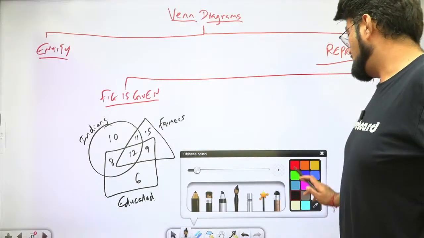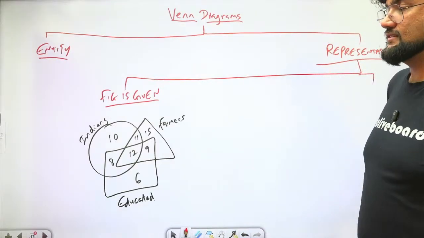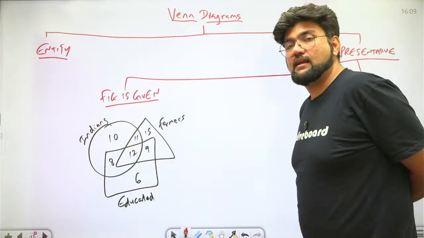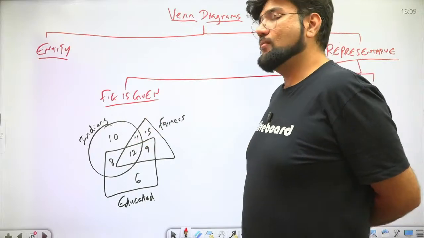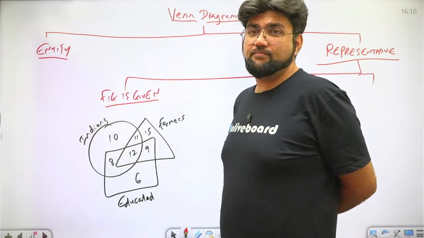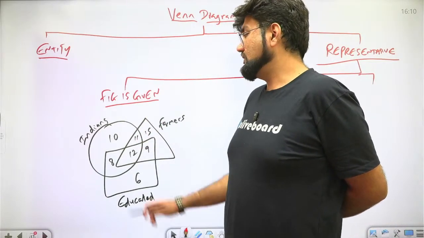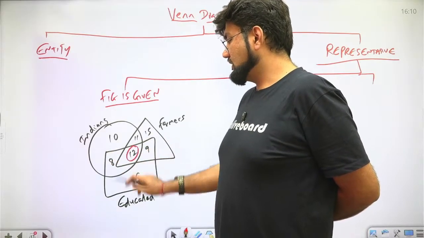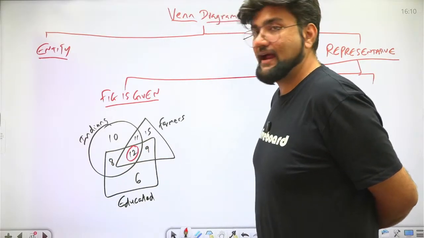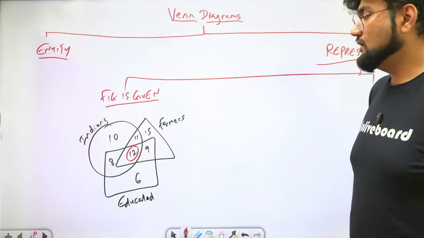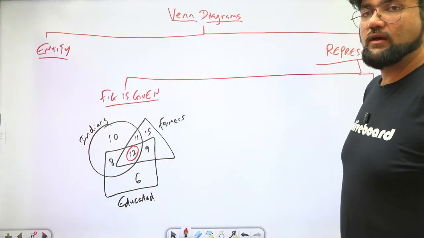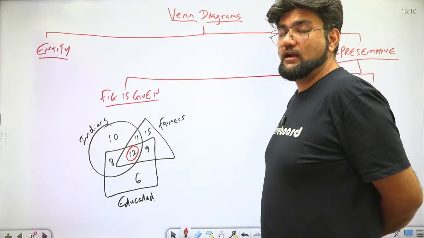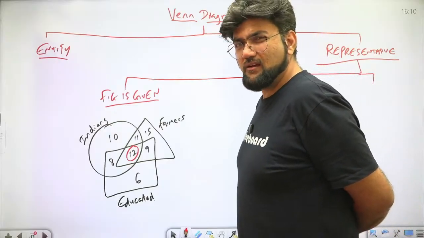Now they are going to ask you questions. They'll ask you, how many Indian farmers are educated? If this is the scenario, how many Indian farmers are educated? That means we are looking for an entity which is a part of Indians, farmers and educated. So 12 is the correct answer. It has to be part of the circle, triangle and the square, right? So 12 such people are there. Okay, how many foreign farmers are uneducated? Now this poses a problem.